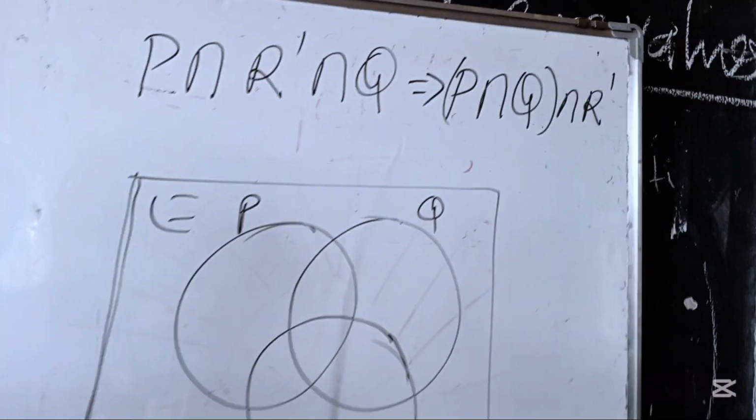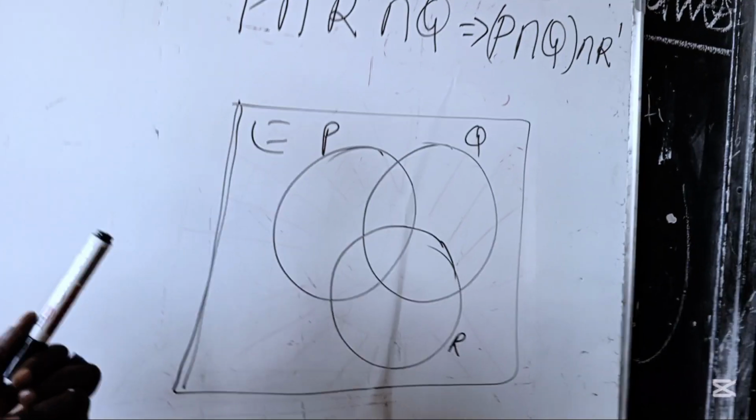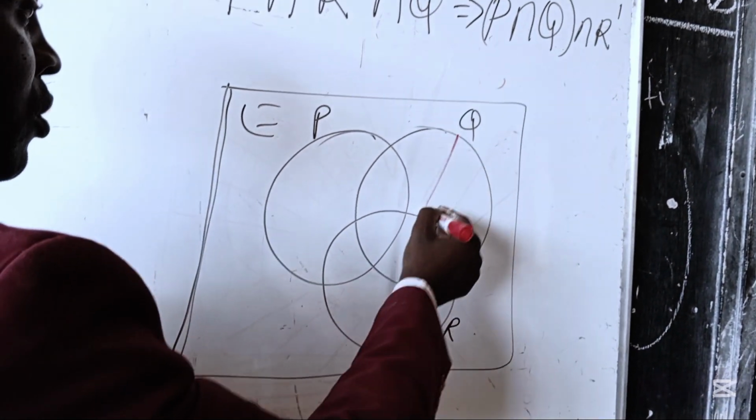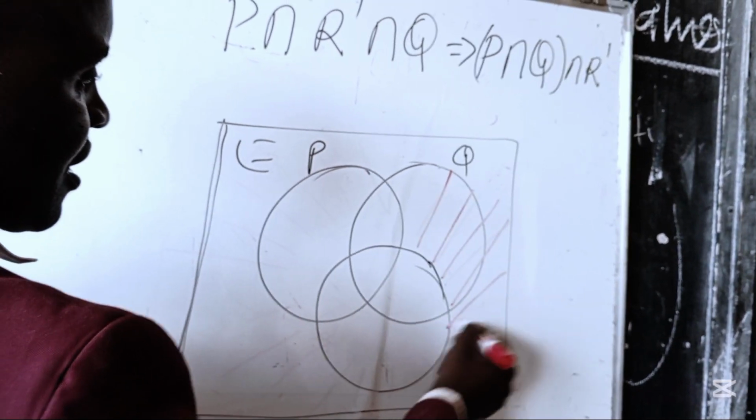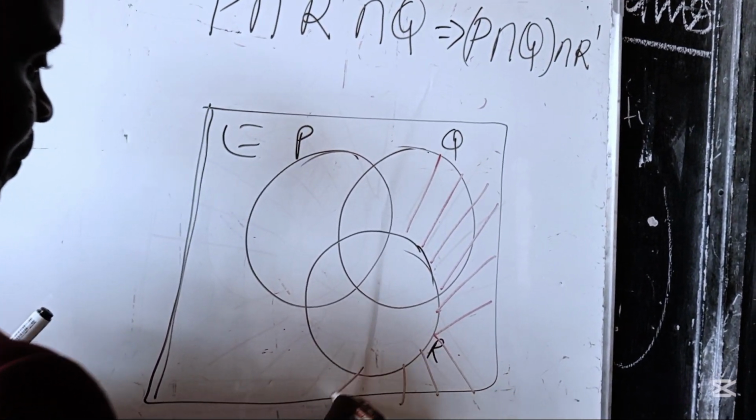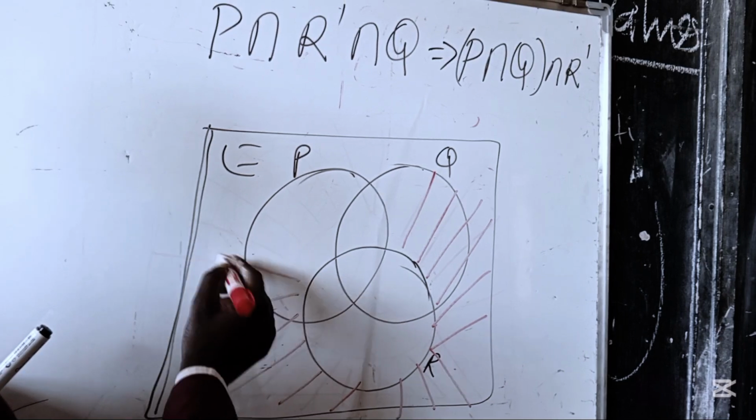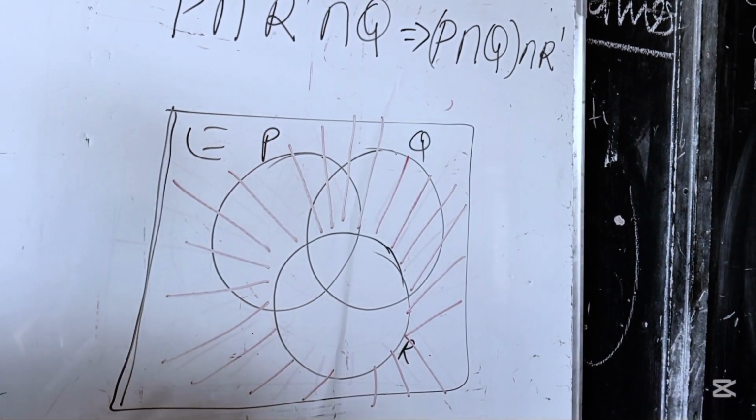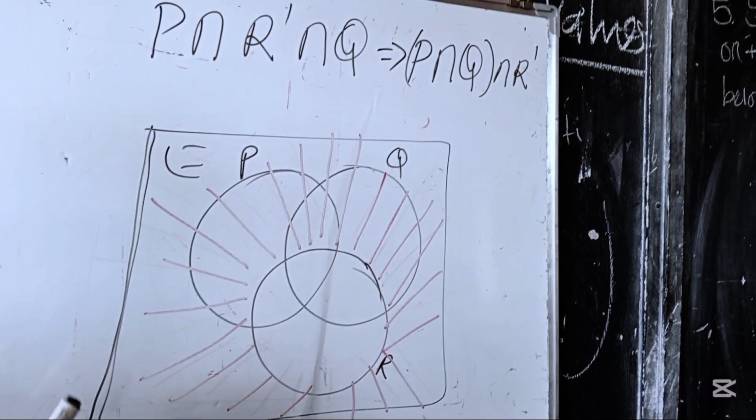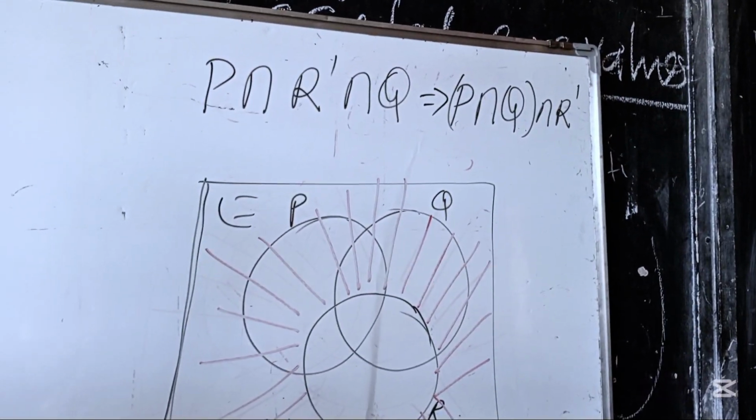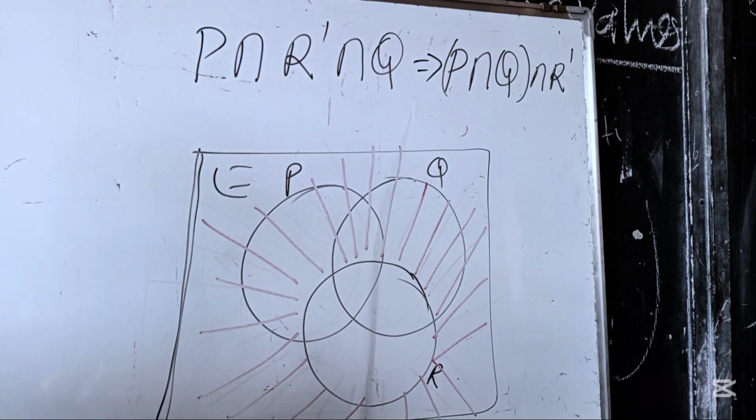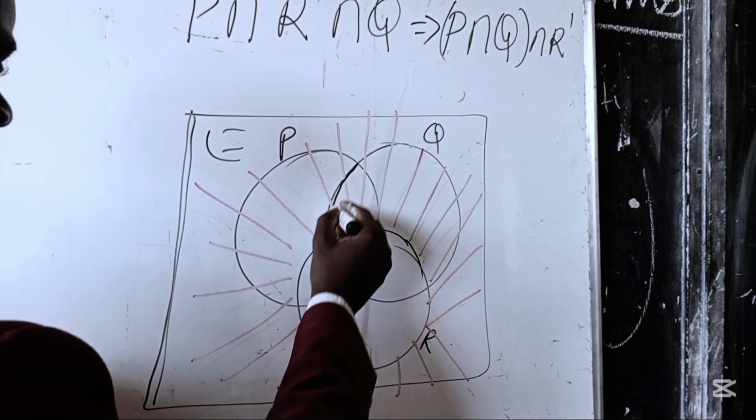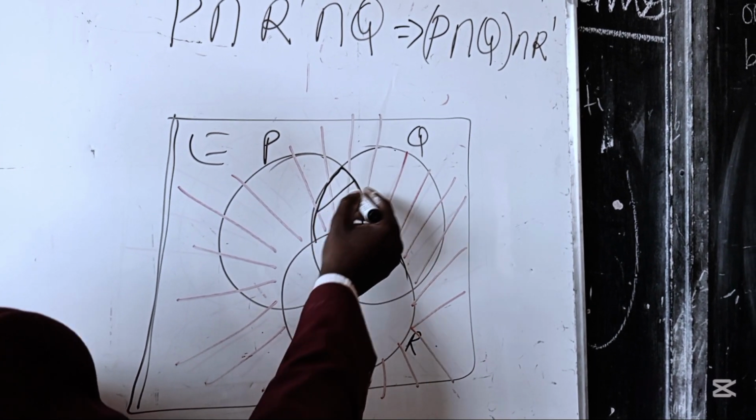So all the elements which are not in R, I'll use the red part. These are elements which are not in R. Outside R. So these elements are outside R. Now I should look at where P intersect Q. Where is P intersect Q? You agree with me that P intersect Q, it is here. This is where I find P intersect Q, it is there.